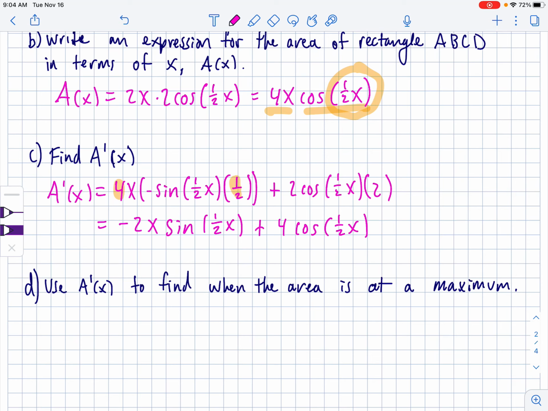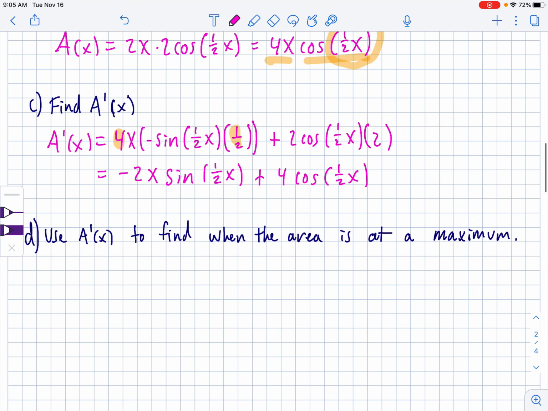Now we need to figure out when the area is at a maximum. So what we're going to do, obviously, not obviously, but anytime you're finding a max or a min, is set the derivative equal to 0. So we get negative 2x sine 1/2 x plus 4 cosine 1/2 x.